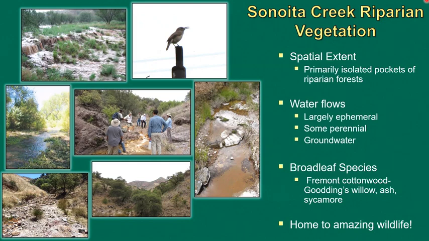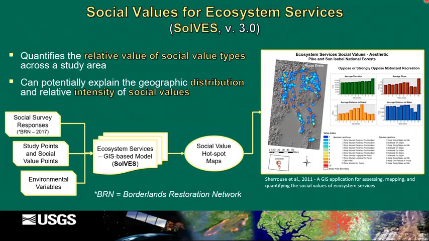If you can see on the image on the top left, they generally occur during large precipitation events during the monsoon season, or even during winter precipitation events. There is some perennial flow, again, particularly southwest where you have the continuous forests, as well as some other areas. And then groundwater is also a source of water within the watershed. Generally, the vegetation is broadleaf species: Fremont cottonwood, Gooding's willow, ash, sycamore, and so on. And it's home to truly amazing wildlife. It's a beautiful area down in southeastern Arizona.